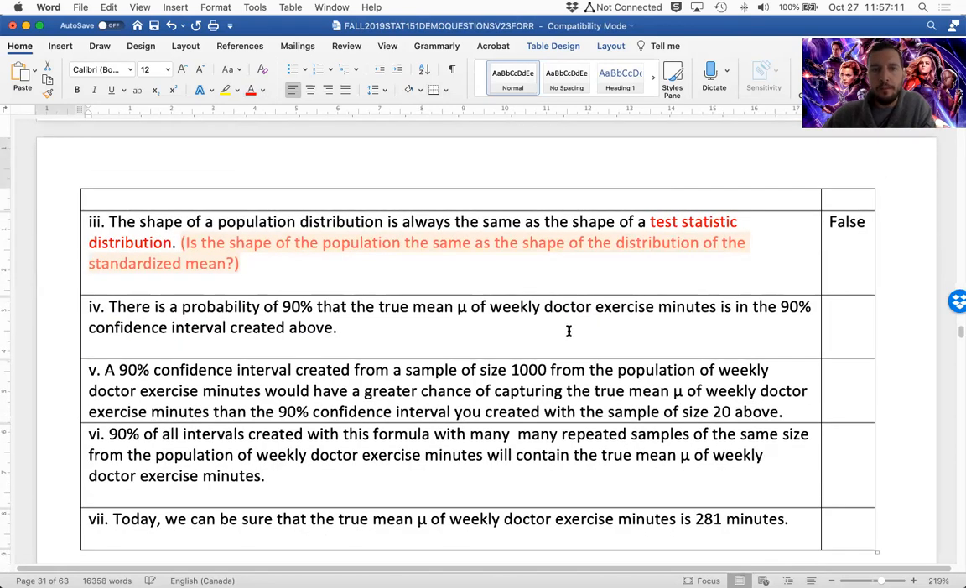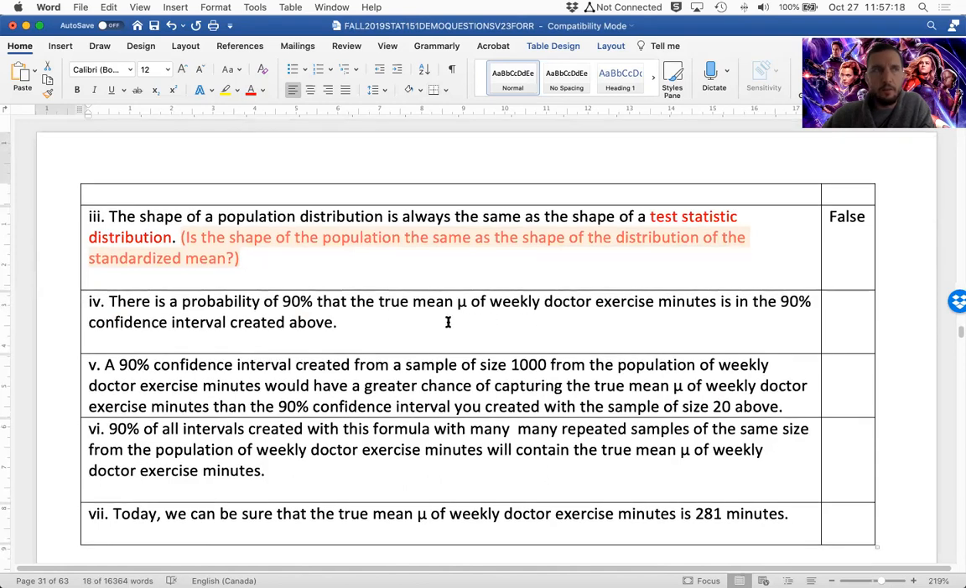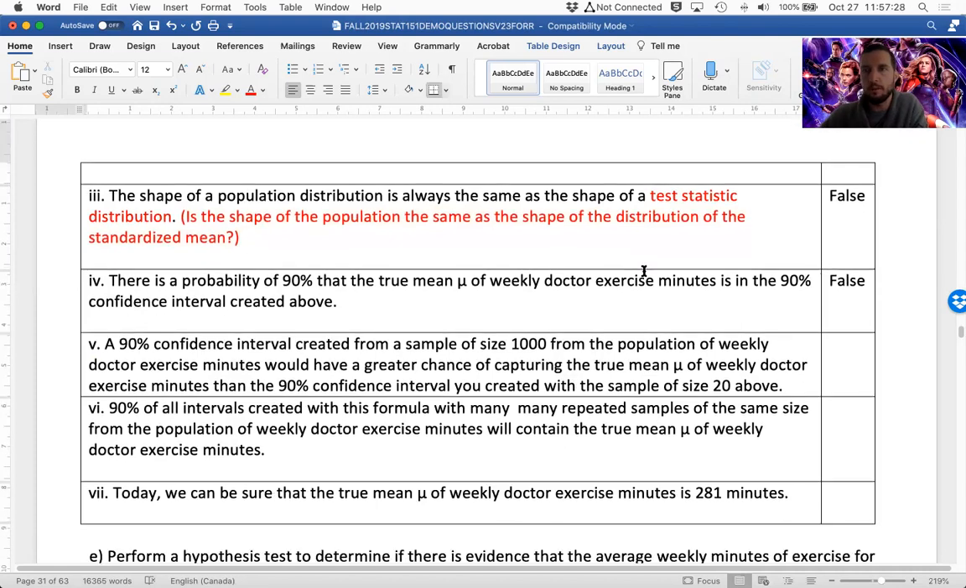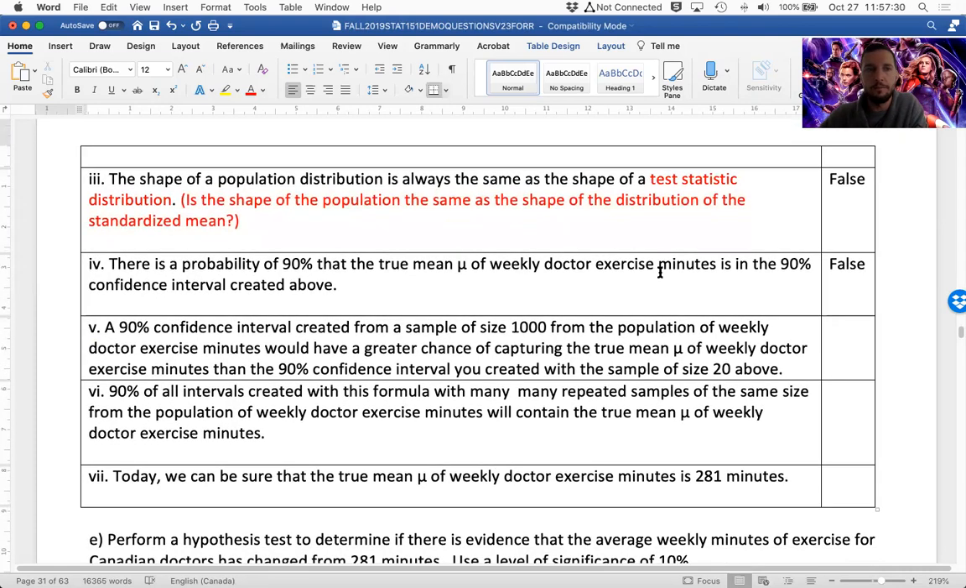There is a probability of 90% that the true mean of weekly doctor's exercise minutes is in the 90% confidence interval created above. No, this is nonsense. Again, a confidence interval doesn't tell us anything about the probability of an event occurring. So this is just a nonsense statement.